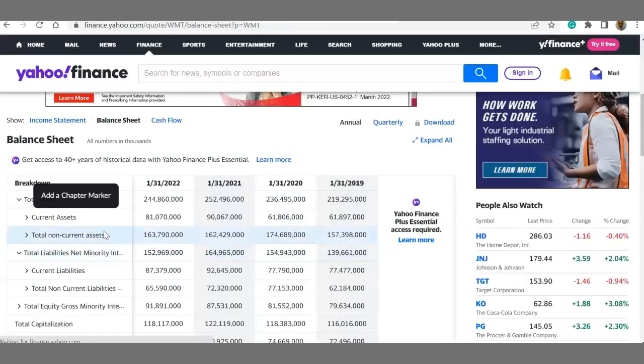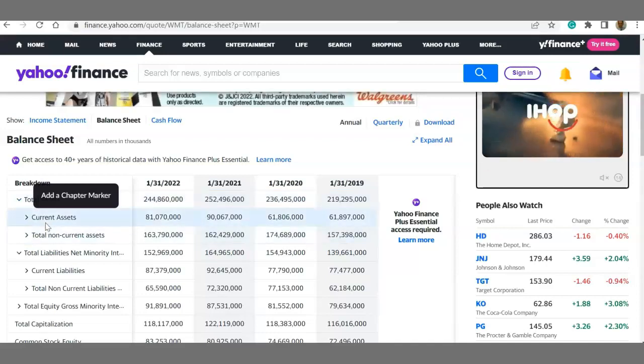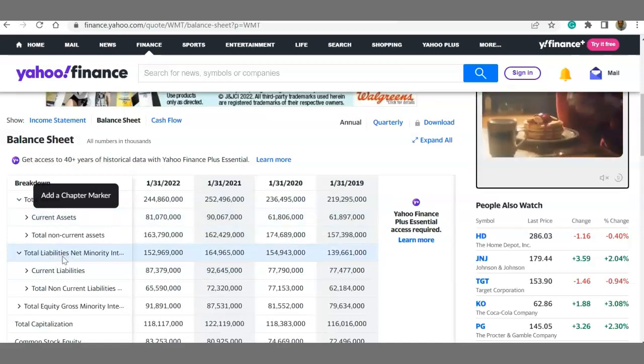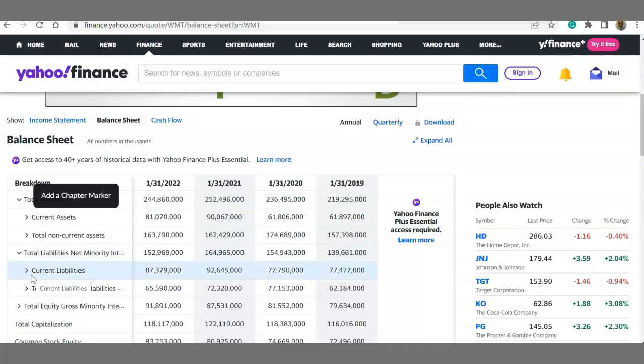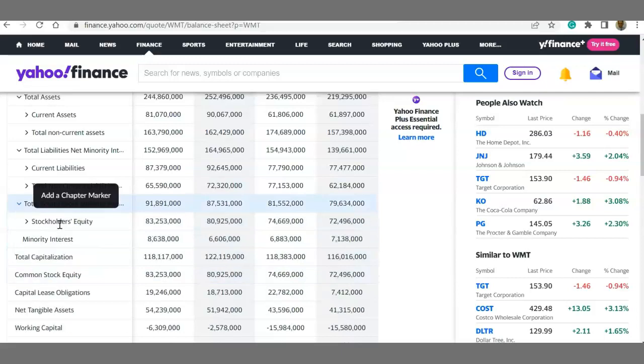That's why when I went to Walmart, I said the total asset is not helping you. You have to click that arrow and find out what is current asset. Again, in liability, total liability is not going to help you. You have to click and find out what is current liability, so you can use those numbers to calculate your ratios. And here in the equity section, you see total, click here, stockholders' equity. You want to know how much that is? 83, let's say. So, okay, this is my equity.